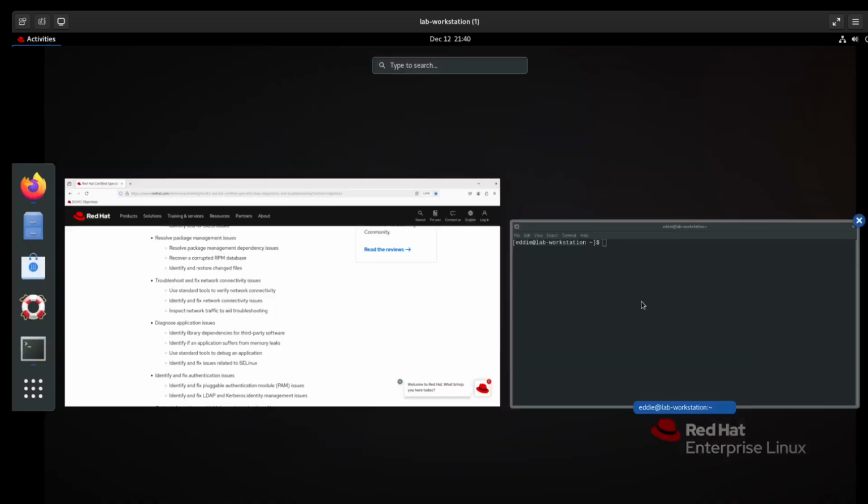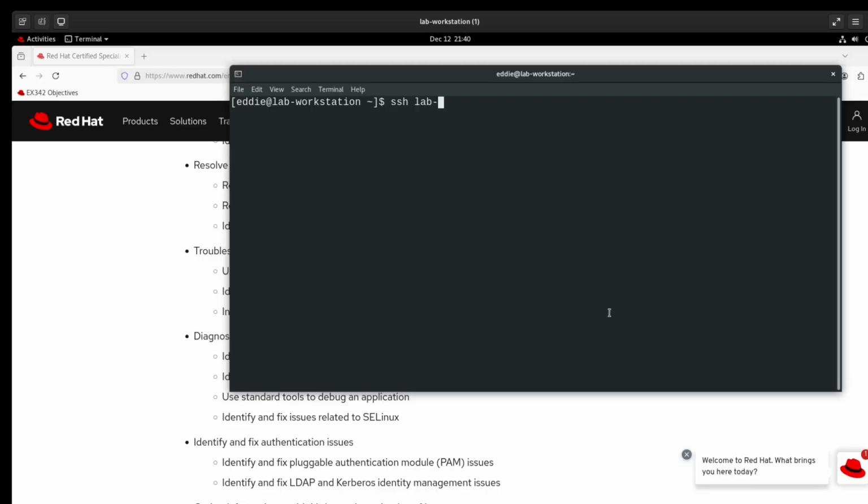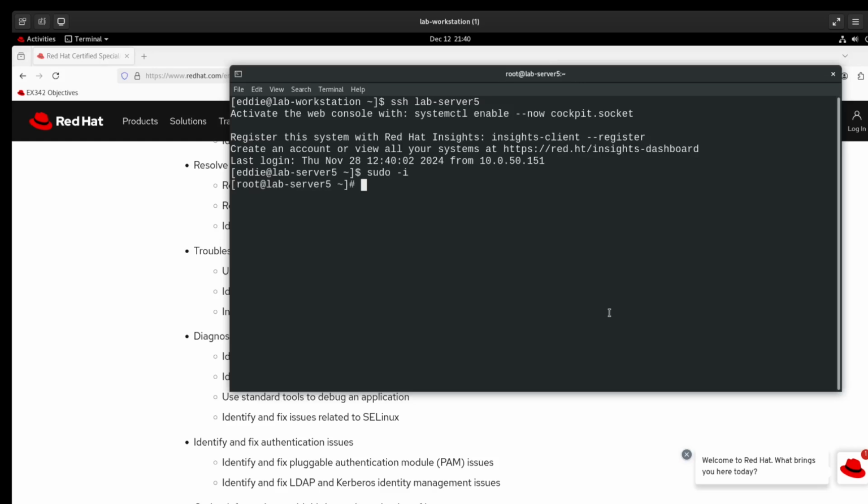So what I'm going to do, let's pick on lab server 5. I haven't picked on that in a little while. Become root, and I'm going to install VSFTPD.